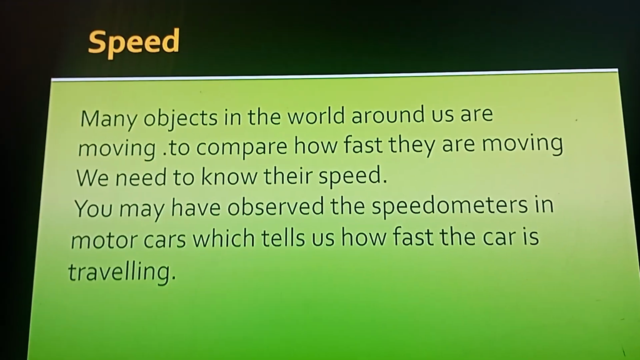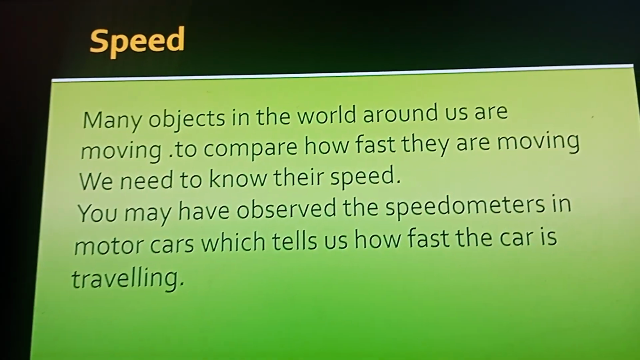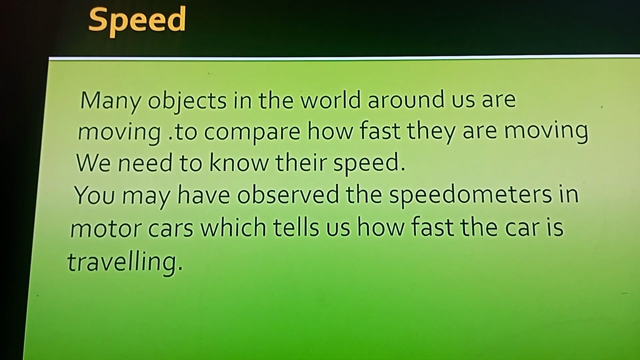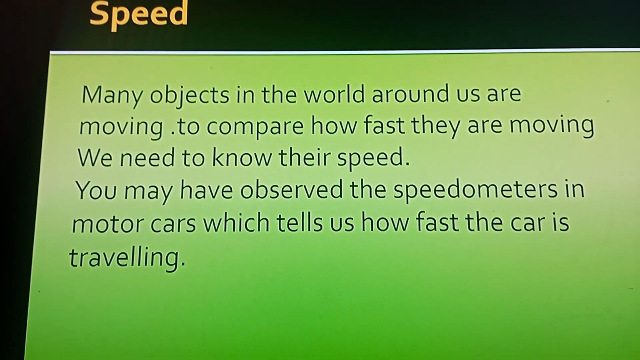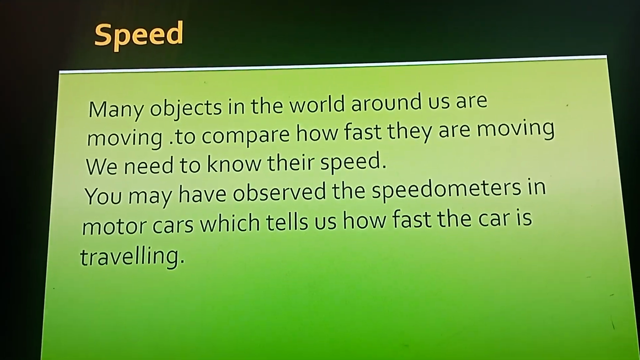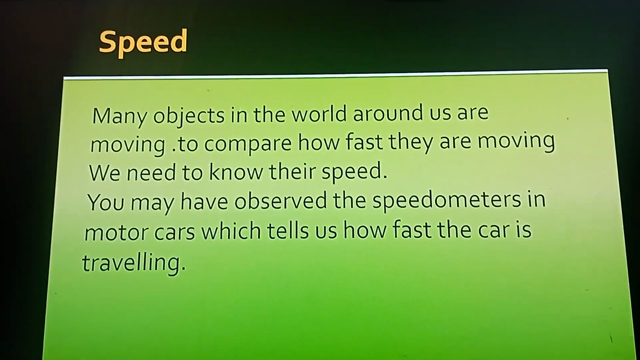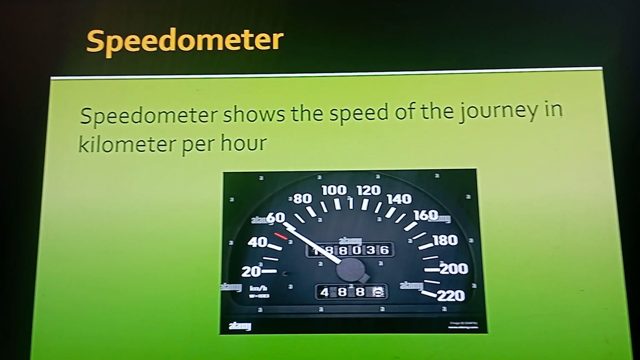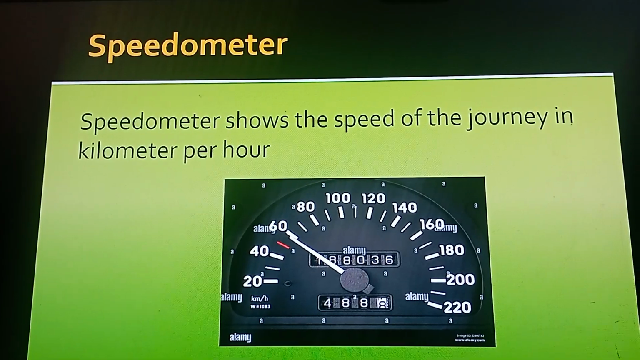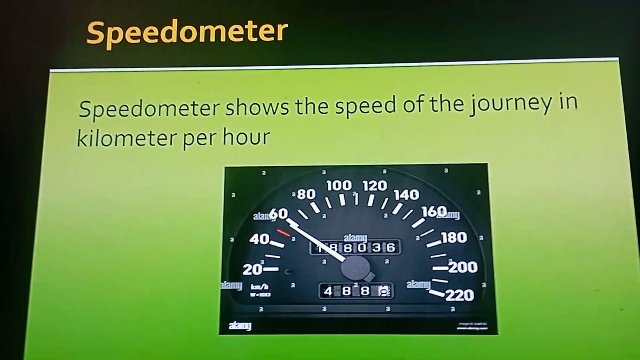As we are talking about speed, in the world we will see so many objects in motion. To compare how fast they are moving, what do we need to know? We need to know their speeds. Did you observe the speedometers in cars and bikes? What does it show? The speedometer shows the speed of the journey, with how much speed you are going at the present instant.